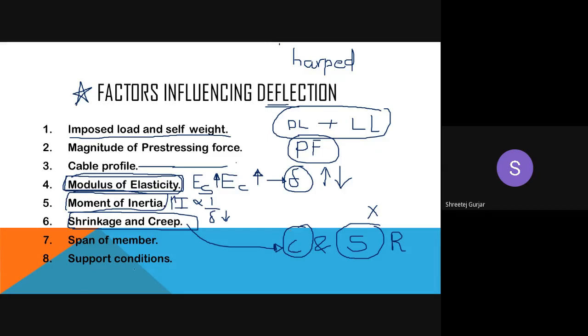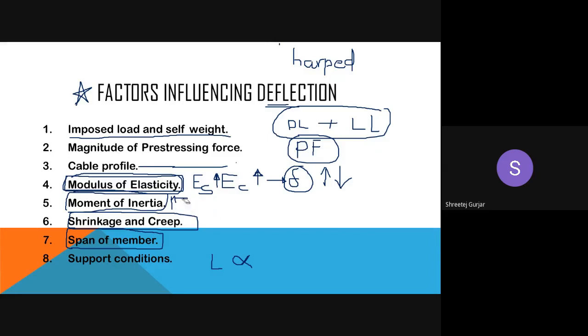Okay. Then next important thing is span of your member. So can you tell me the relationship between span and deflection, whether it is directly proportional or inversely proportional? Directly, sir. Directly, if your span increases, your deflection also increases, correct? So if your span is more, the deflection automatically will be more, so it is directly proportional. So depending upon the span, your deflection varies.